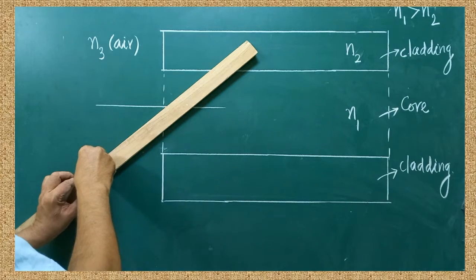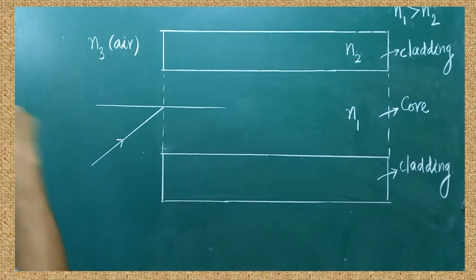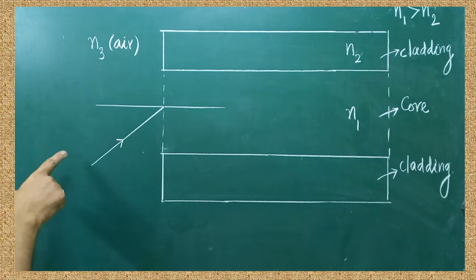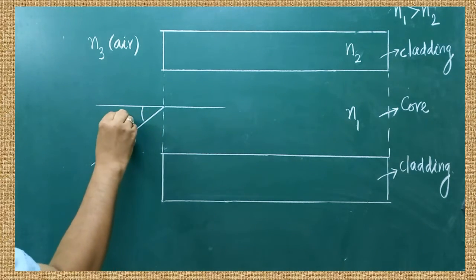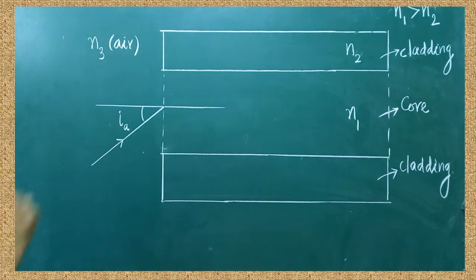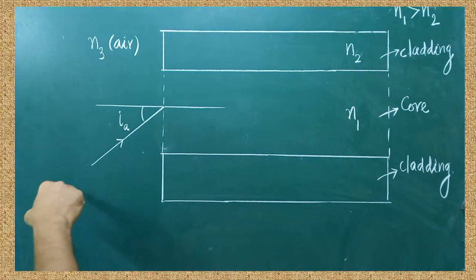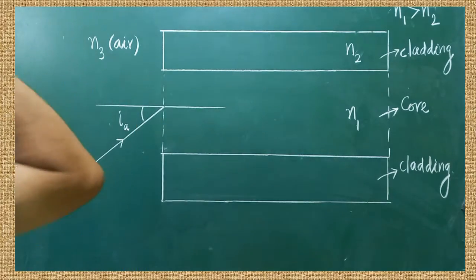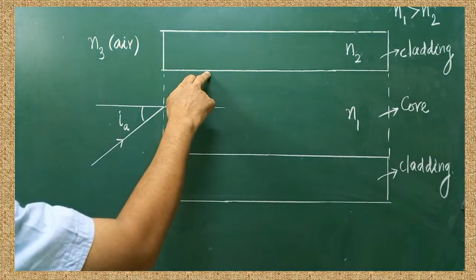So this is the ray which travels from the air medium. Are you clear? This is the incident ray. It travels from the air medium to the core. Here one angle should be drawn. The name of the angle is IA. This IA is called the acceptance angle. So at this particular acceptance angle, the ray must be allowed to pass through. Only then will the ray graze the surface.